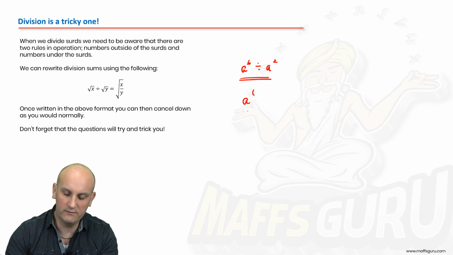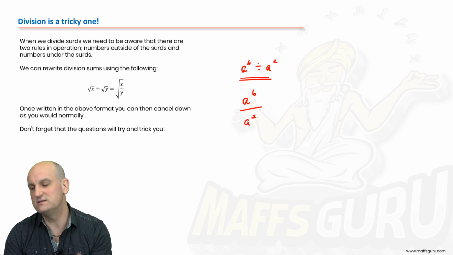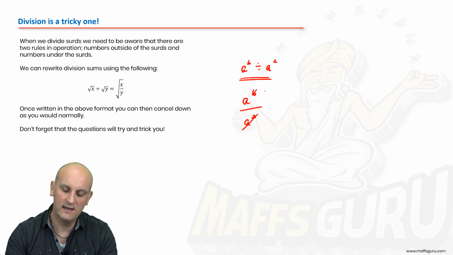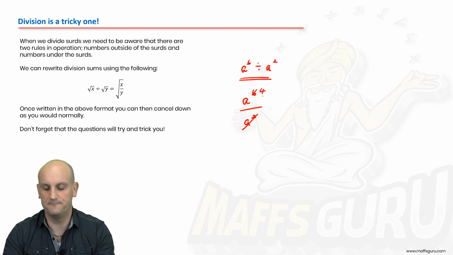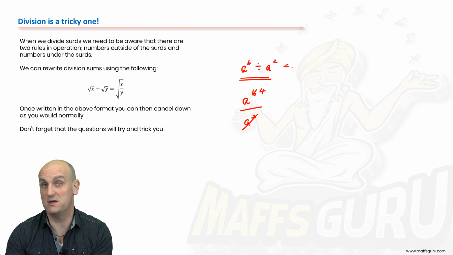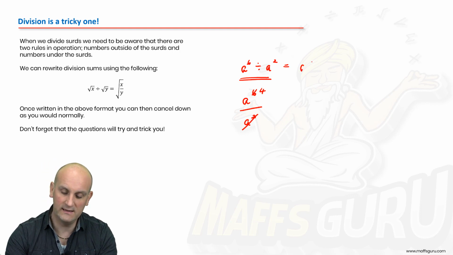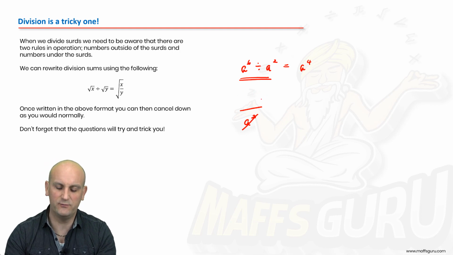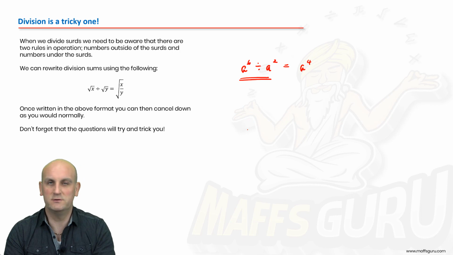Because we know that if we wrote a to the 6 on a to the 2 like that, then the chances are you'd understand, hold on a moment, I can cancel 2 of the a's there, and I've got 4 of them left, job done. If I write it like this, sometimes people go, oh, hold on, that's the subtraction of indices. So that gives me a to the power of 4 as well. There's lots of ways of doing it. But generally speaking, I think if we do a divide sign, pretty sure it's trying to trick you.